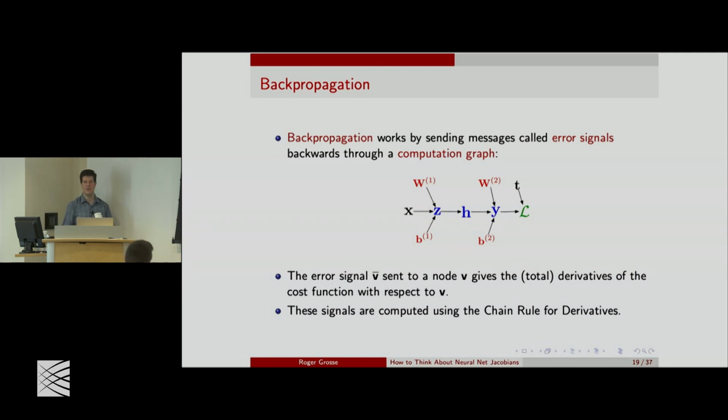So we take all of the different values that are computed on the way to computing the cost function. And so that defines the computation graph. It indicates which values are computed directly from which other values. And backprop works by sending messages called error signals backwards through the computation graph. And I'll say what the messages are in just a bit, but they basically come from the chain rule for derivatives. So you're just applying the chain rule over and over in a dynamic programming framework.